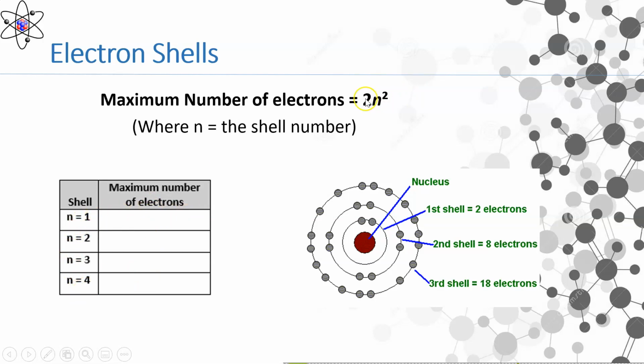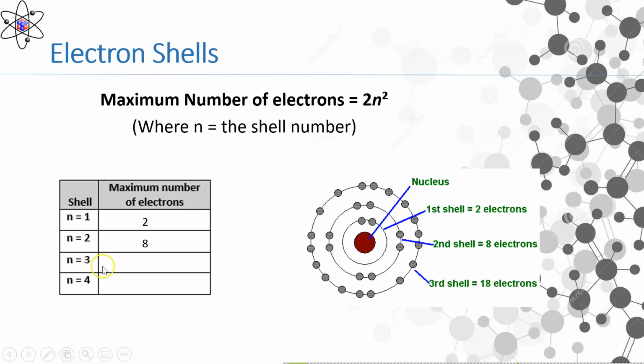So for shell 1, we'd have 2 times 1 to the power of 2. Okay, so 1 to the power of 2 we need to work out first. 1 to the power of 2 is 1 times 1, which is 1. Then 2 multiplied by 1 is 2. If n is 2, we've got to do 2 to the power of 2. That's 2 times 2, which is 4. And then 2 multiplied by 4 is 8.